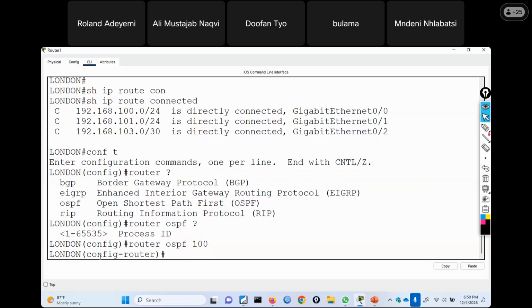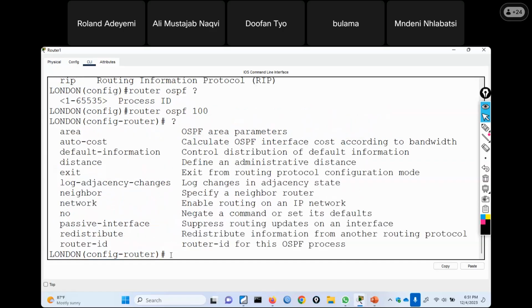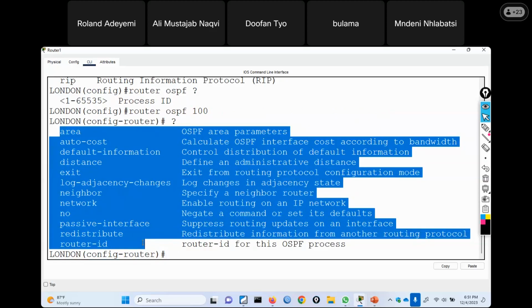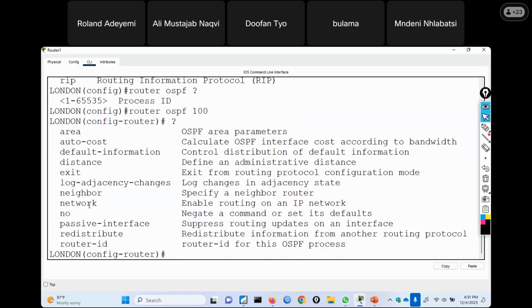Look at my prompt. My prompt has changed to config-router. This is what we call router configuration mode. So what do I want to do in this place? There's a lot we can do here. Just one thing here. Let me show you the commands. If I put a question mark now, look at all the things we can do. So many things, and we're going to take care of most of them, not all, most. But what we want to do right now, this is the command we need.